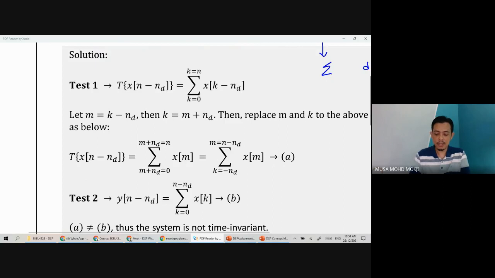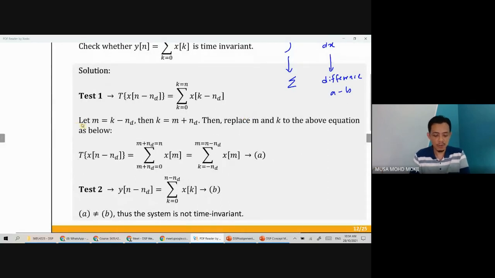Then do some maths manipulation. You let m equal k minus nd, then replace k equals m plus nd, then replace m and k again in the above equation. Finally, you get the summation of x[k] from minus nd up to n minus nd. I'm going to skip this for now and look at it later, because this is just maths manipulation. Hopefully everybody can follow. This is just an exercise on your understanding of maths equations. But finally we get this one.